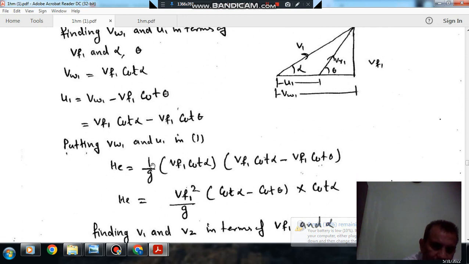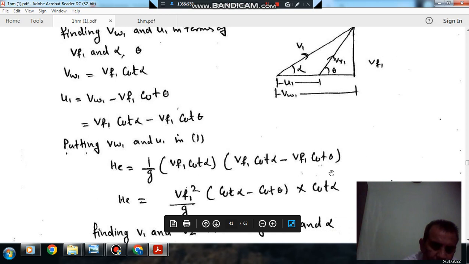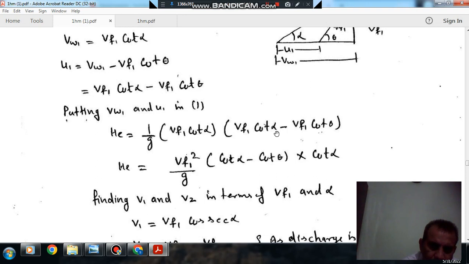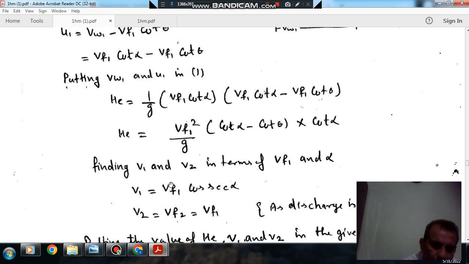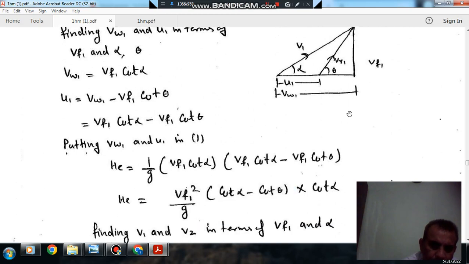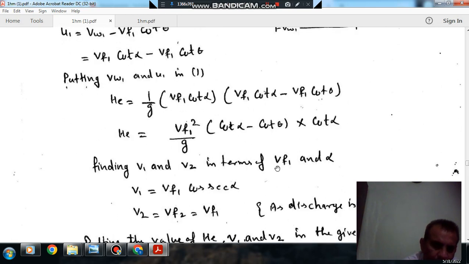So He will be 1 by g, putting the value of Vw1 and U1. So He can be written as Vf1 square by g cot alpha minus cot theta into cot alpha. If we take Vf1 as common, it will be Vf1 square, and this is cot alpha. Now we need V1 and V2 in terms of Vf1 and alpha.